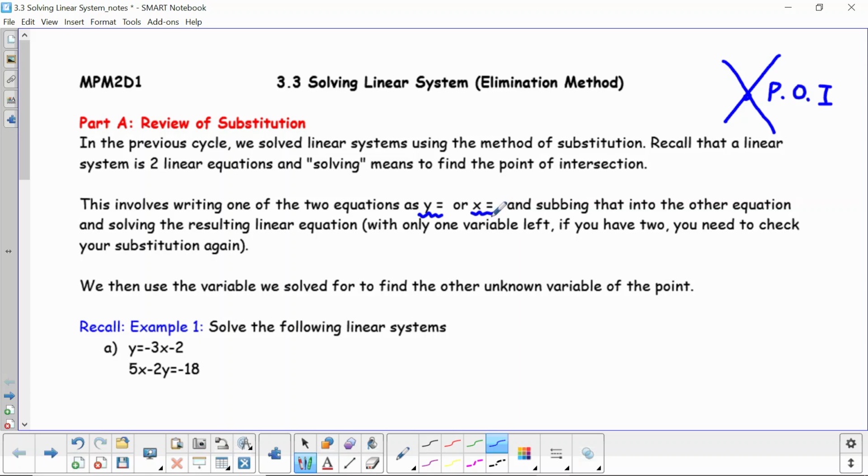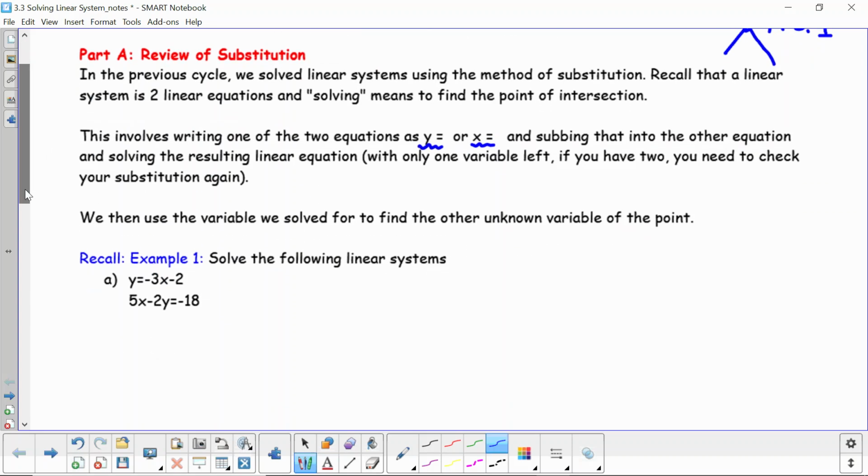In one equation, we want to have only one variable. If you have two variables in one equation, we don't know how to solve it. We need to use the method to reduce the number of variables to 1. Then we are able to solve for one variable in one equation. So we are going to do the review. Example 1, solve the following linear systems.